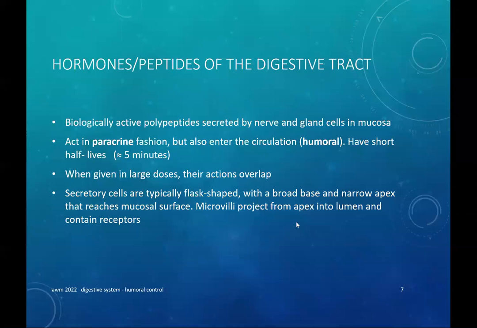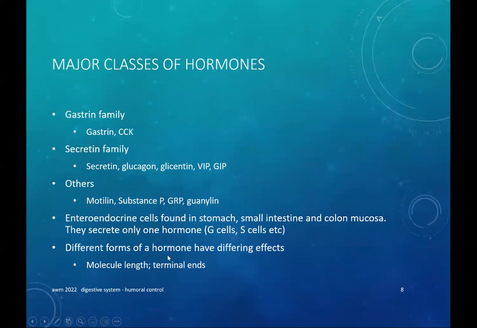Now, typically the secretory cells are going to be found in the gut wall. They're typically flask-shaped, which means the narrow end, the apical end, the sharp end, is the one which is pointing into the lumen. So they've got a broad base. The base is what is going to sit on the basement membrane, and the narrow apex is the one that reaches the mucosal surface. You have microvilli projecting from the apex into the lumen, and they contain receptors. That's how they're able to know when they should release which particular substances.